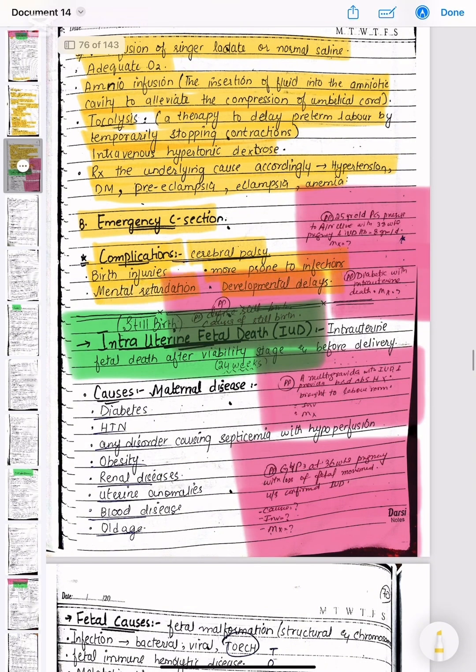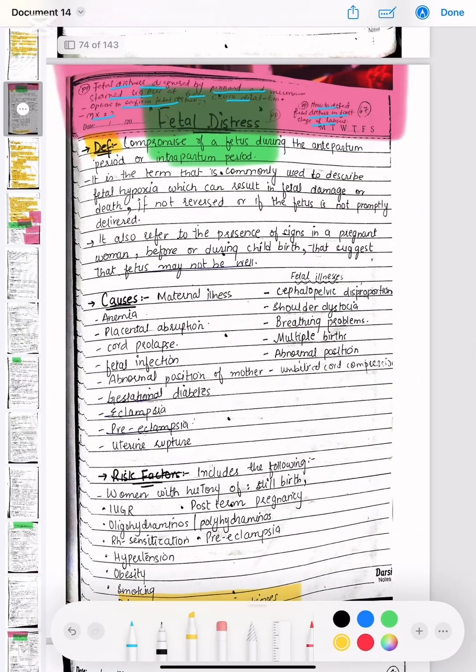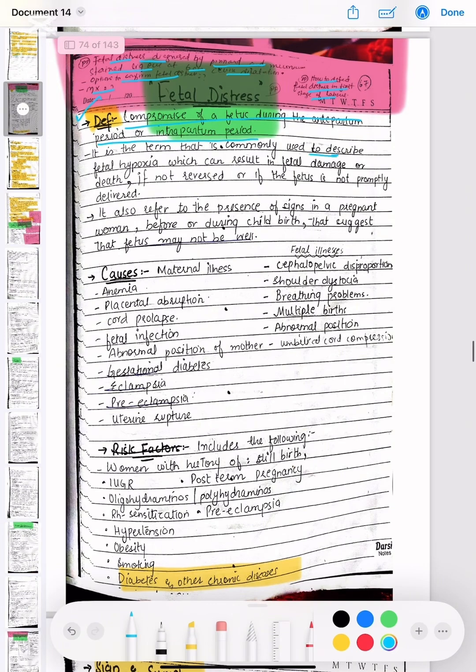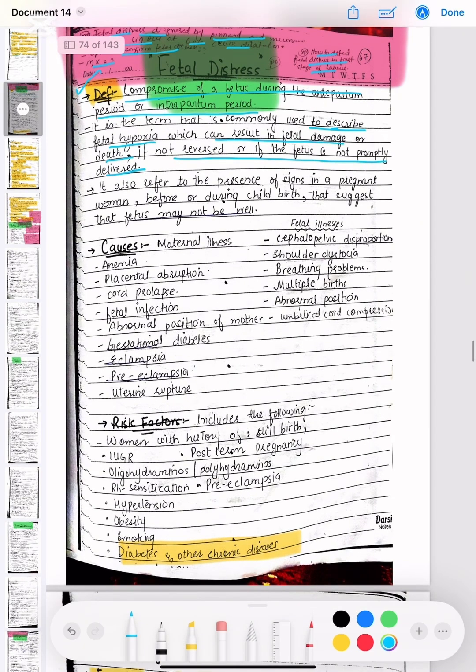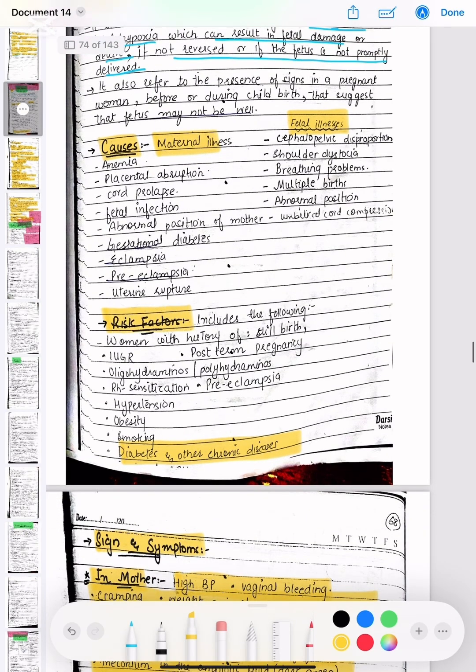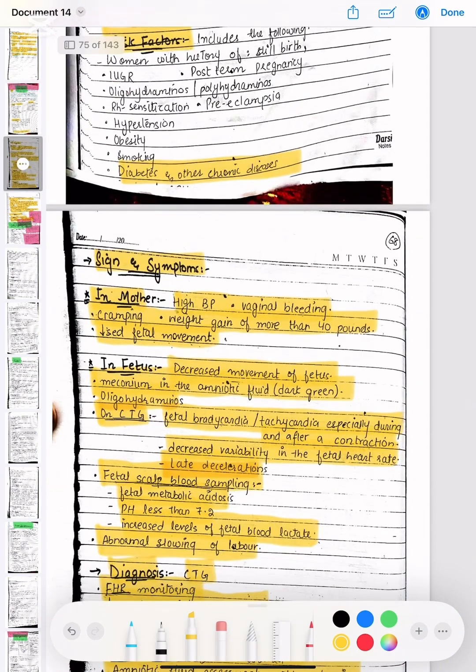So we have discussed the topic of fetal distress, and we have discussed the definition, what is fetal distress. It is the compromise of the fetus during the antepartum period or intrapartum period, and it is a term that is commonly used to describe fetal hypoxia which can result in fetal damage or death if not reversed or if the fetus is not promptly delivered. Then we discussed the causes of fetal distress, which are both maternal causes and fetal causes. Then we discussed the risk factors for fetal distress and the signs and symptoms in the mother and in the fetus.